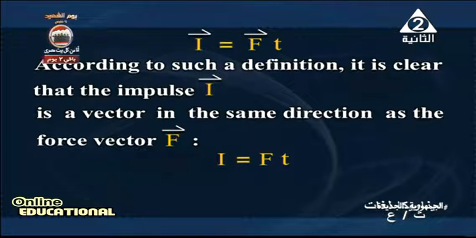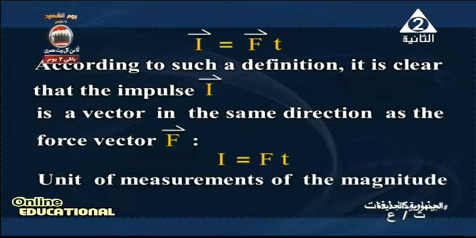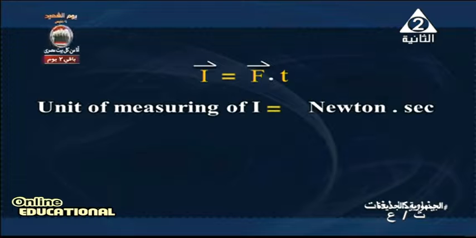Now, what is the unit of measurement of the magnitude of the impulse? We know that the impulse I equals F multiplied by t. Then the unit of measuring I equals Newton times second. Newton is the unit of the force and second is the unit of the time.